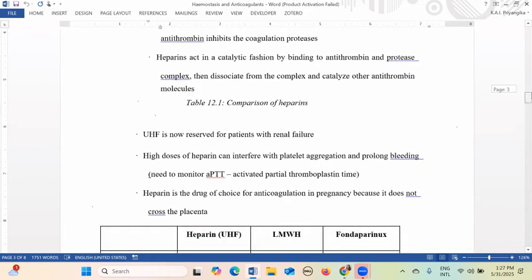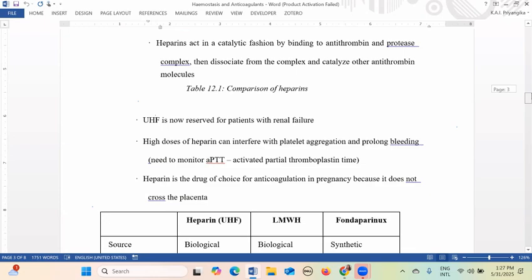Unfractionated heparin is now reserved for patients with renal failure. High doses of heparin can interfere with platelet aggregation and prolong bleeding. Therefore, we need to monitor prothrombin time and activated partial thromboplastin time. Heparin is a drug of choice for anticoagulation in pregnancy because it does not cross the placenta.